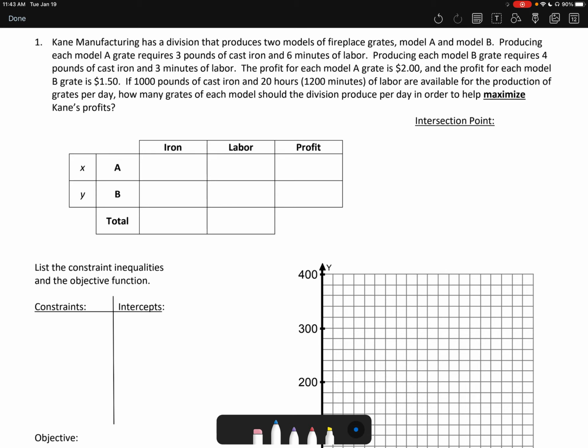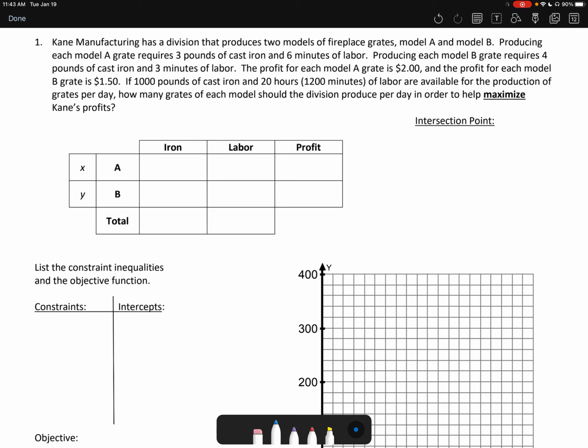Okay, in this example, Kane Manufacturing has a division that produces two models of fireplace grates, Model A and Model B. Producing each model A grate requires 3 pounds of cast iron and 6 minutes of labor. Producing each model B grate requires 4 pounds of cast iron and 3 minutes of labor. The profit for each model A grate is $2, and the profit for each model B grate is $1.50.